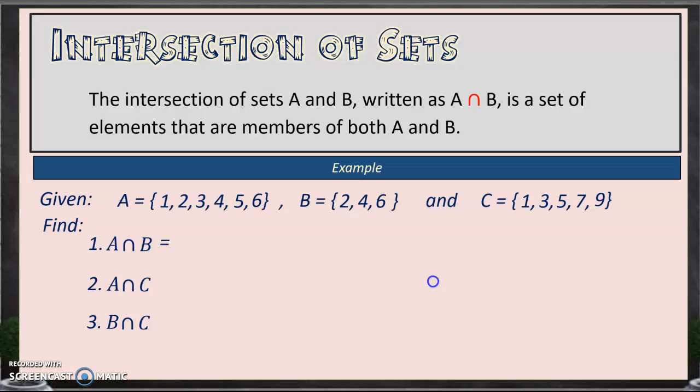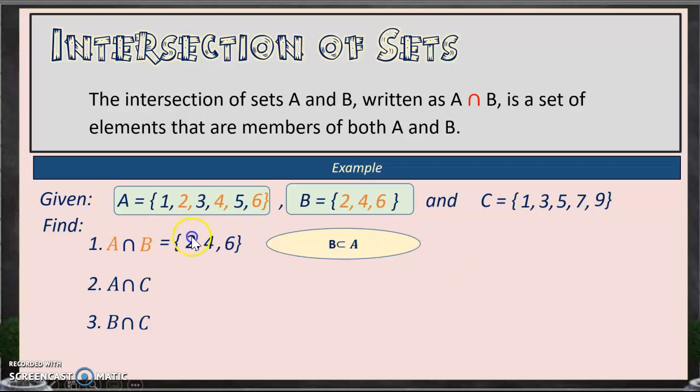For number 1, it involves sets A and B. So intersection, so look for their common elements. So the common elements are 2, 4, and 6. So A intersect B is 2, 4, 6. Since every element of set B is also in their intersection, they are the same, so we can say that B is a subset of A.